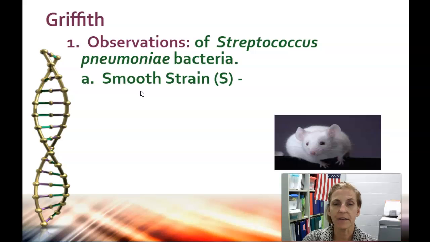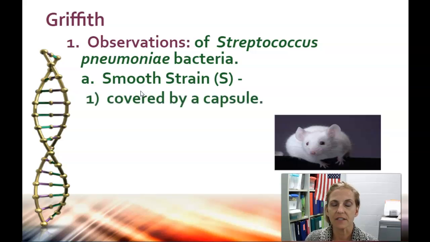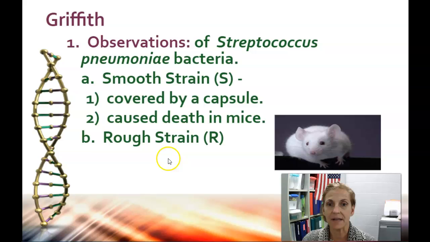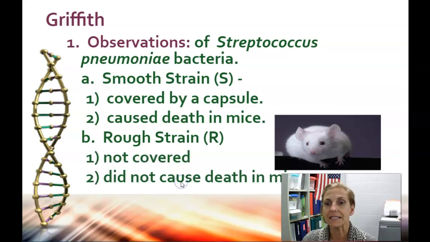He would have done a little bit of research. He discovered that there's two different strains. One is smooth and one is rough. The smooth is smooth because it has a capsule surrounding it, and the capsule itself is physically smooth. He noticed that the smooth strain caused death in mice, and the rough strain, which did not have a capsule, did not cause death in mice.